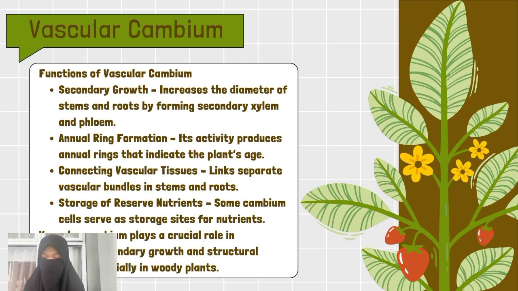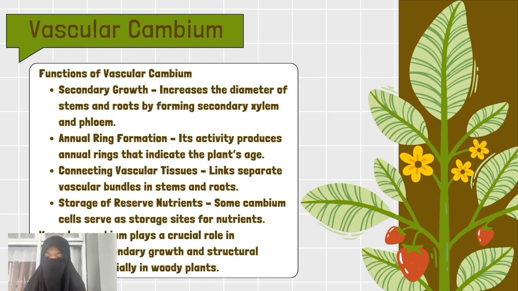Okay, the next is vascular cambium. Vascular cambium is a lateral meristem tissue responsible for secondary growth in plants, mainly in dicotyledons and gymnosperms. It is located between the xylem and phloem, actively dividing to produce secondary xylem inward and secondary phloem outward.